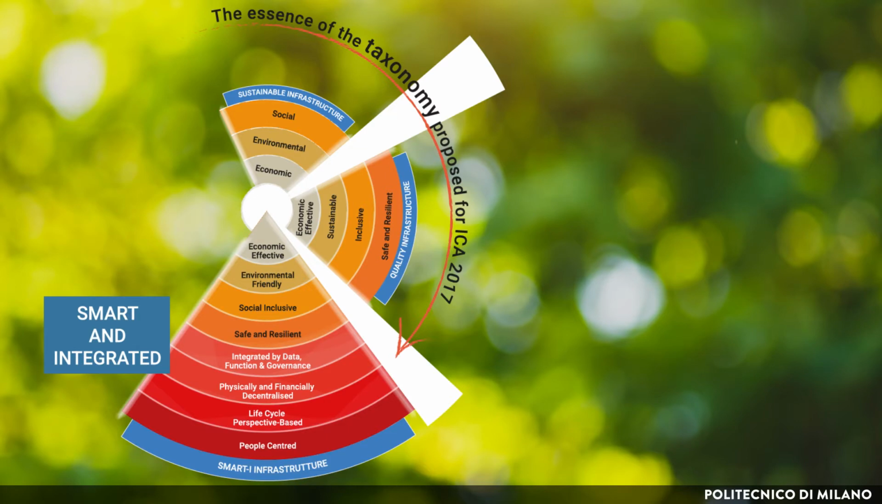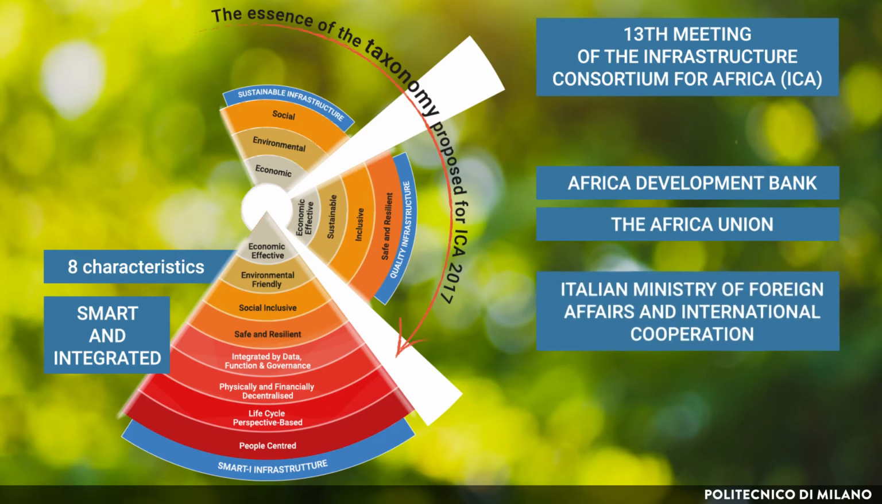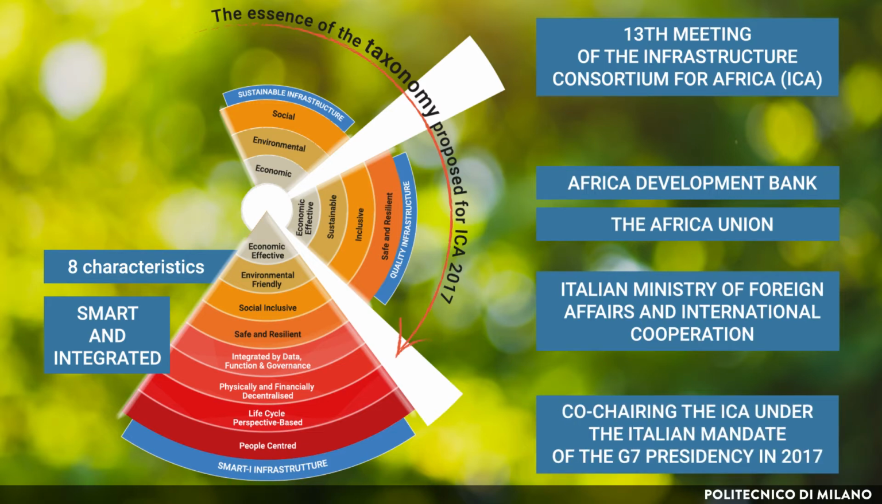In line with this urgency, a taxonomy with 8 characteristics has been developed for the 13th meeting of the Infrastructure Consortium for Africa, ICA, and shared with the African Development Bank, the African Union and the Italian Ministry of Foreign Affairs and International Cooperation, which was co-chairing the ICA under the Italian mandate of the G7 presidency in 2017.